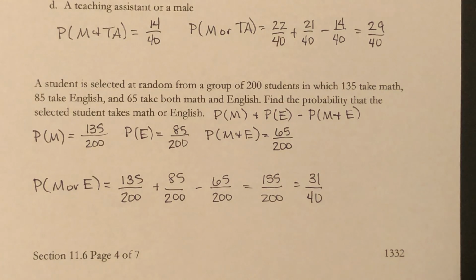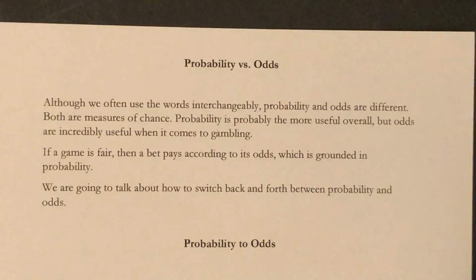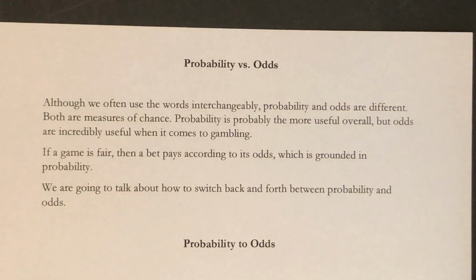Okay, so now we're going to talk about probability versus odds. Now, we often use these names interchangeably, just in regular everyday English, but they really are different things. They are very closely related. Odds are based on probability, but they are different, okay?